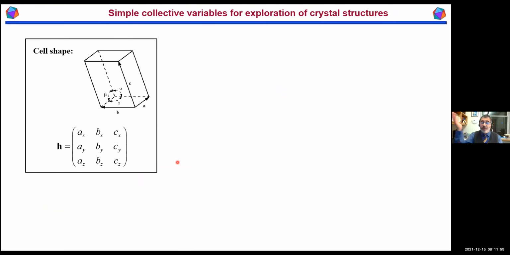And in fact, what we do is we use collective variables that are kind of designed to distinguish different crystal structures. For example, the cell shape, all right? So the 3 cell vectors, these could be different in different crystal structures, all right? Orthorhombic versus non-orthorhombic and different lengths and so forth.